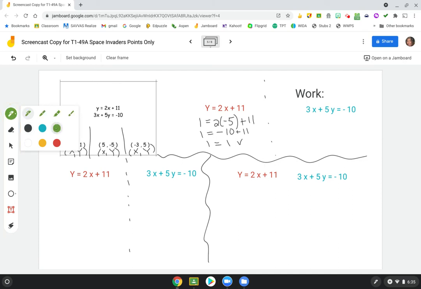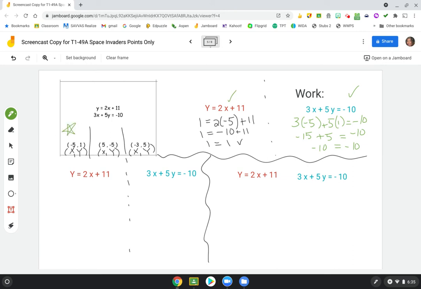Over here, 3 times negative 5 is negative 15, plus 5 times 1 is 5, and negative 15 plus 5 does equal negative 10. So that means that since this point works on both equations, this is going to be my solution to my system. And I'll just go through quickly and prove that the other two are not.